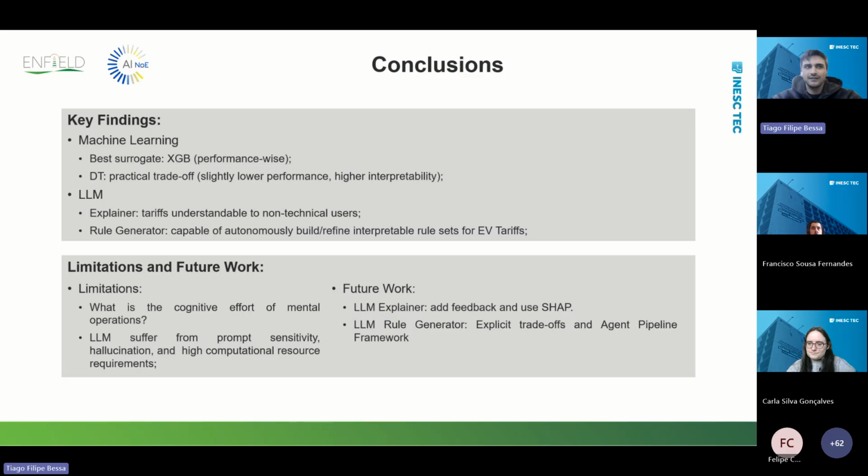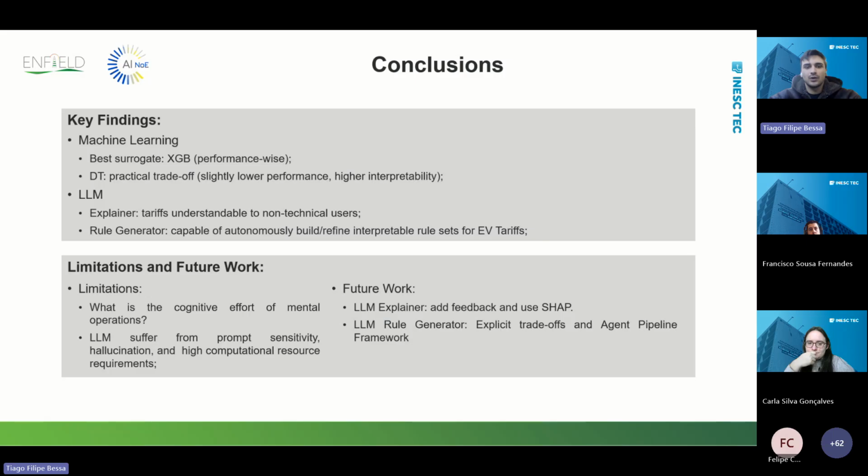Some limitations. I'd like to focus here on the LLMs, because the LLMs suffer from prompt sensitivity, hallucination, and high computational resource requirements. Running this kind of framework is a heavy task, and the resources are expensive to do so.